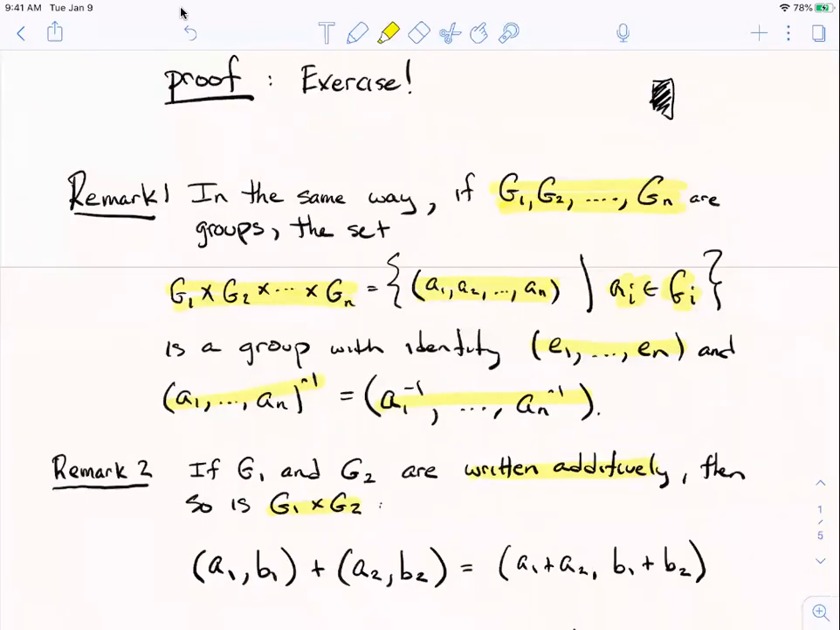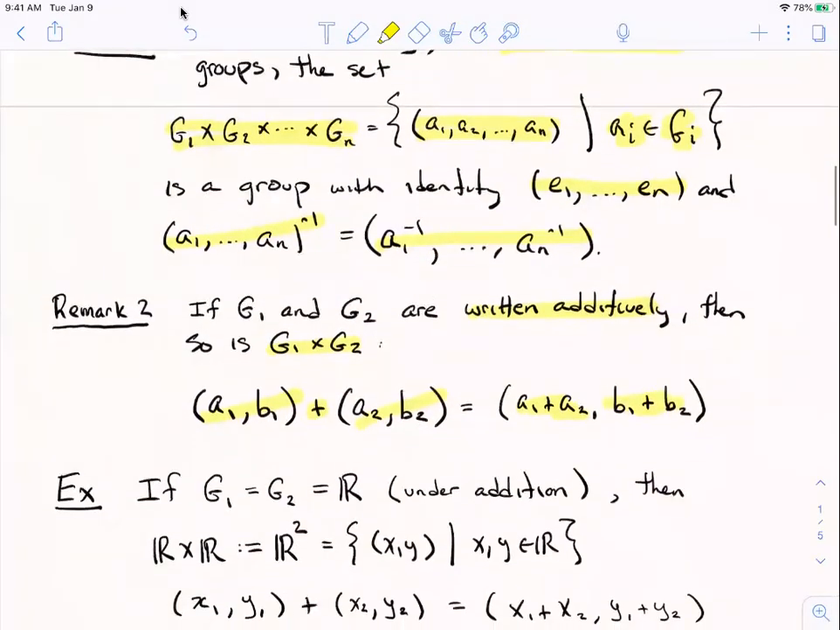So I'd still write ordered pairs, A1, B1, A2, B2, but I'll add them together if the groups are written additively, and then that addition takes place in the coordinates. In both cases, we call this coordinate-wise multiplication or coordinate-wise addition, and it makes the Cartesian product into a group. All right, let's look at an example.